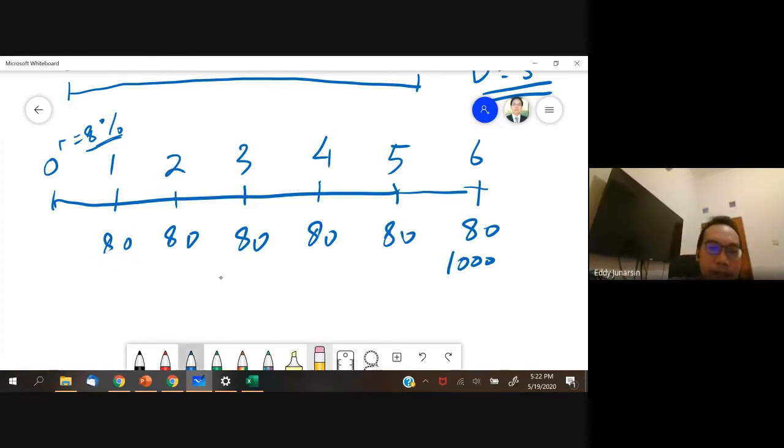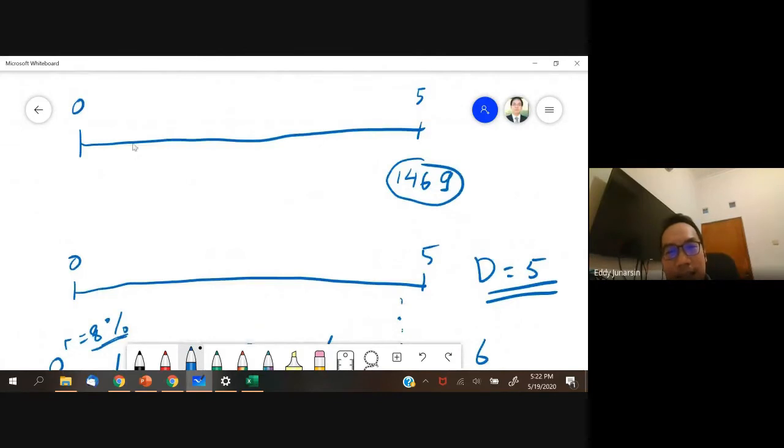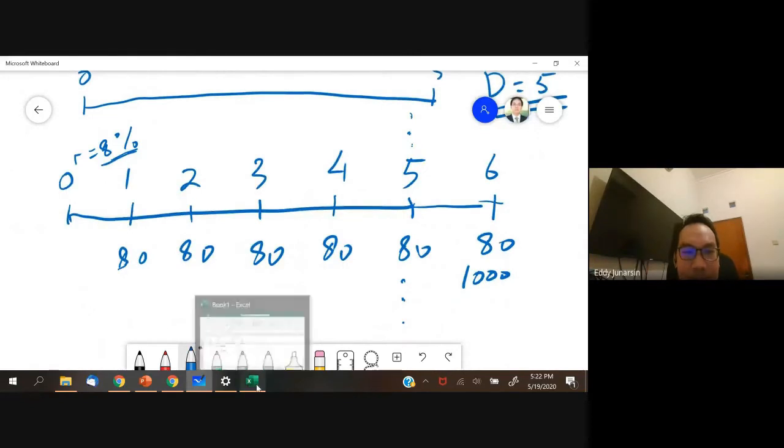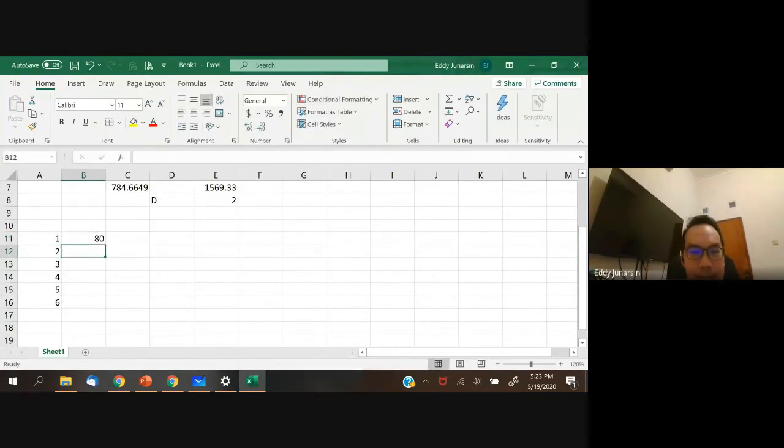Okay, so this is the situation here, and the duration is 4.99, or about 5. So by chance, we find this kind of bond that fits our need, right? Remember what's our need again? Within 5 years, we need 1,469, and then we'll try to prove what will happen here. So we'll get 80, and 80, and 1,000. Okay.